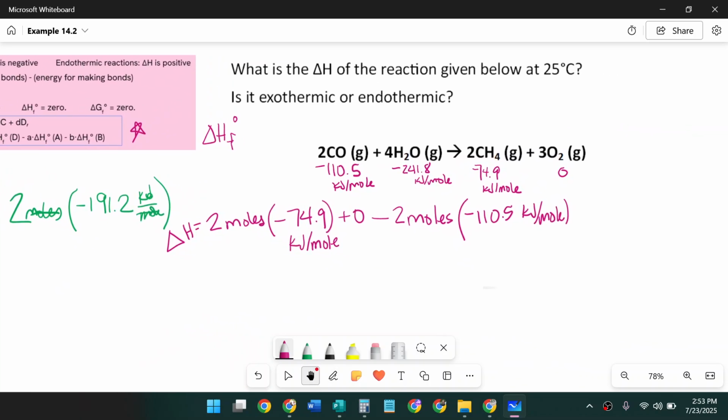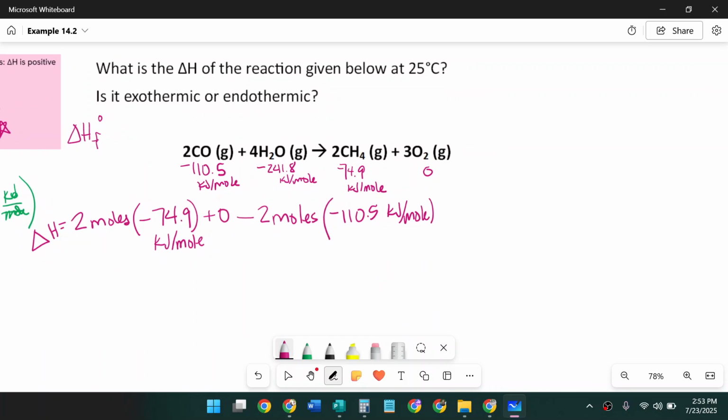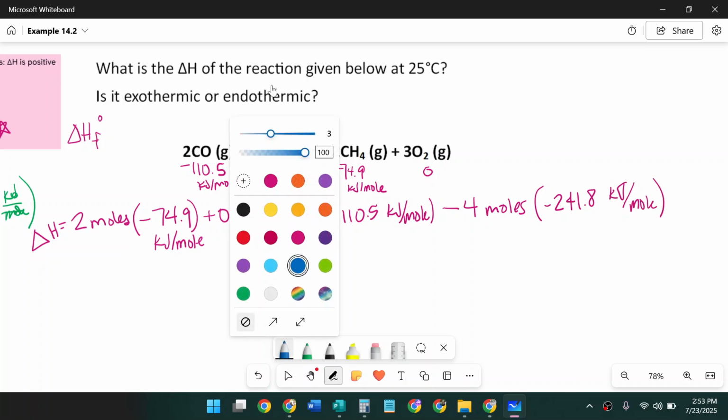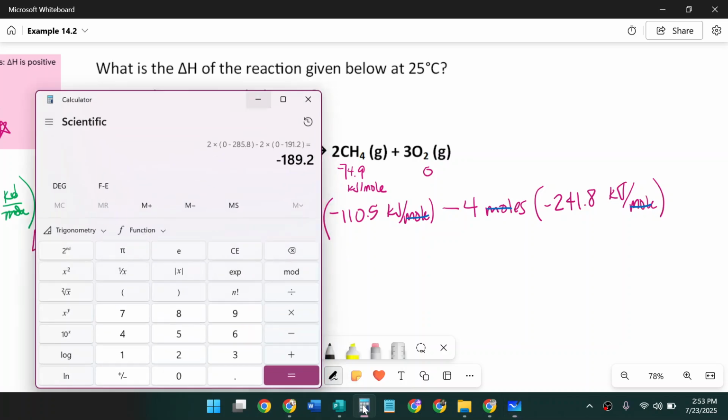Now I can finally move this over. We know our formula, so we don't need to see the rest of it. And then minus 4 moles of H2O, and that's negative 241.8 kilojoules per mole. All right, let's use blue. All right, so moles cancel here, leaving us with kilojoules everywhere. And all of our things are to the 10th place, so once we get our final answer, we're going to keep it at the 10th place.